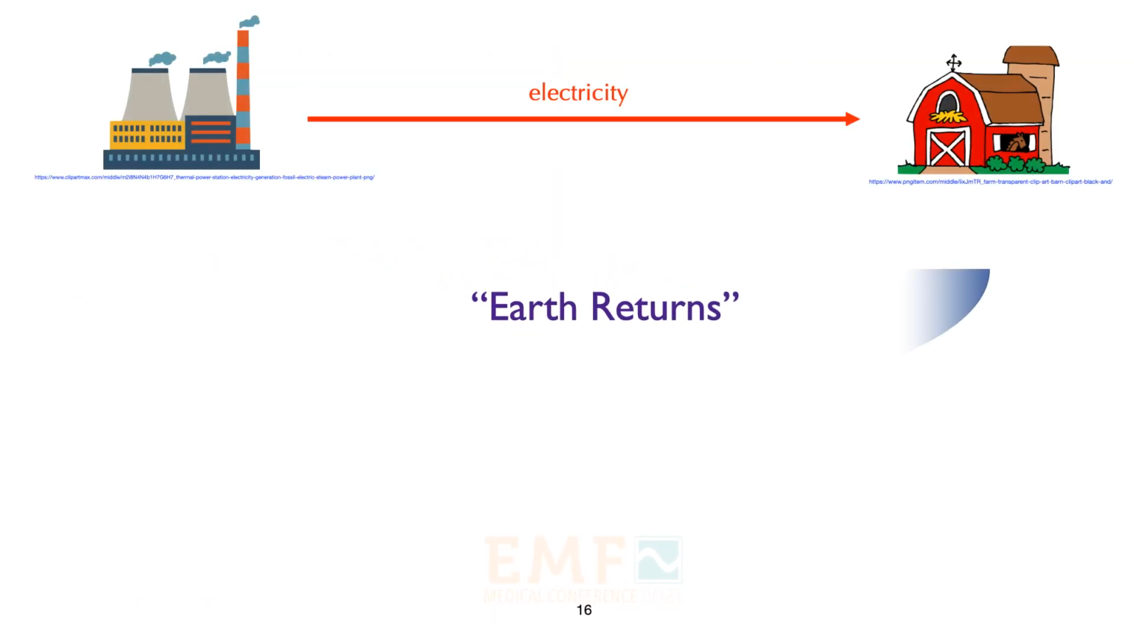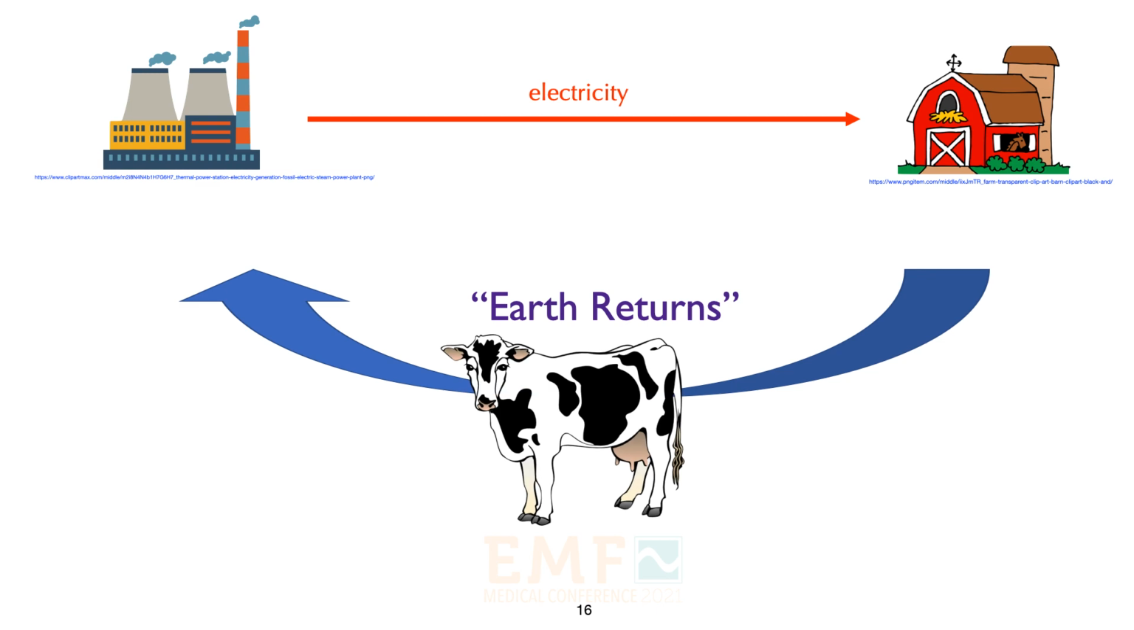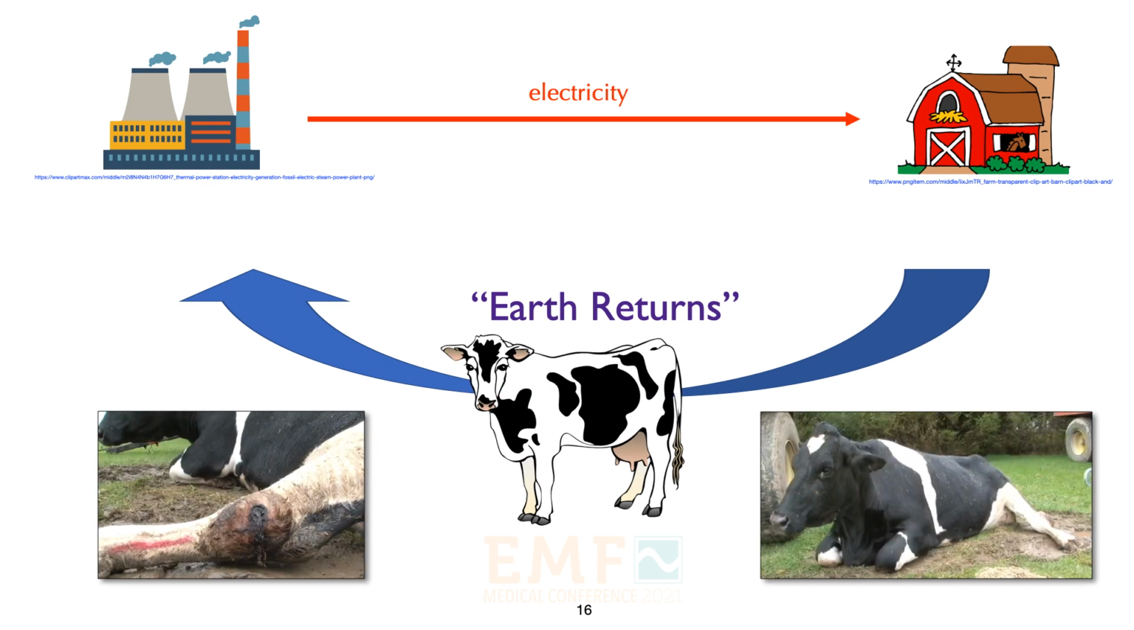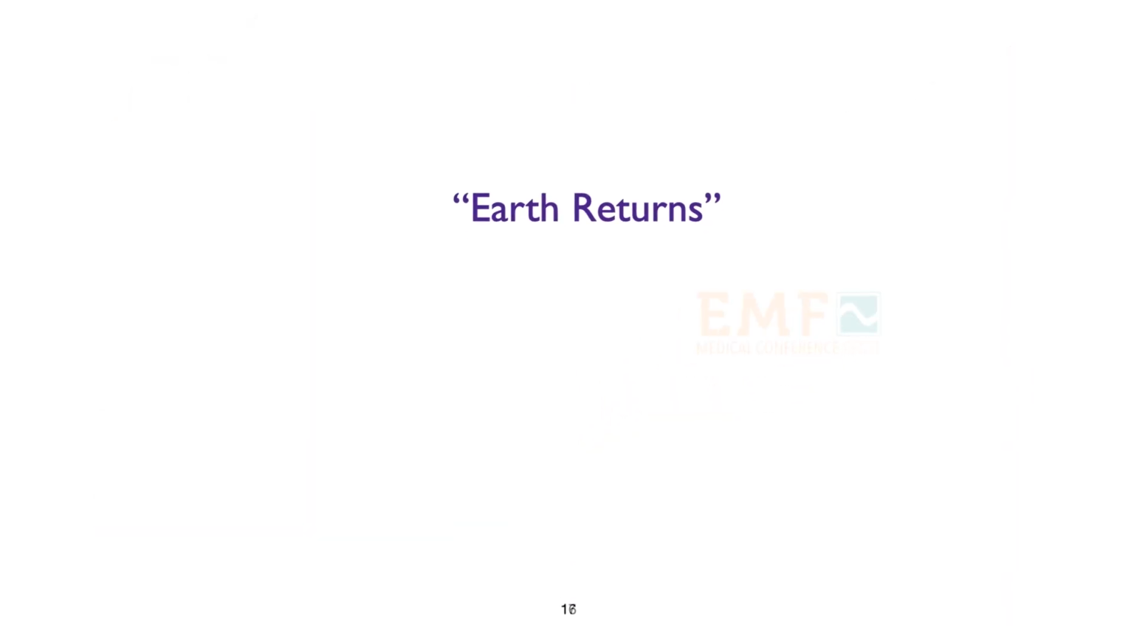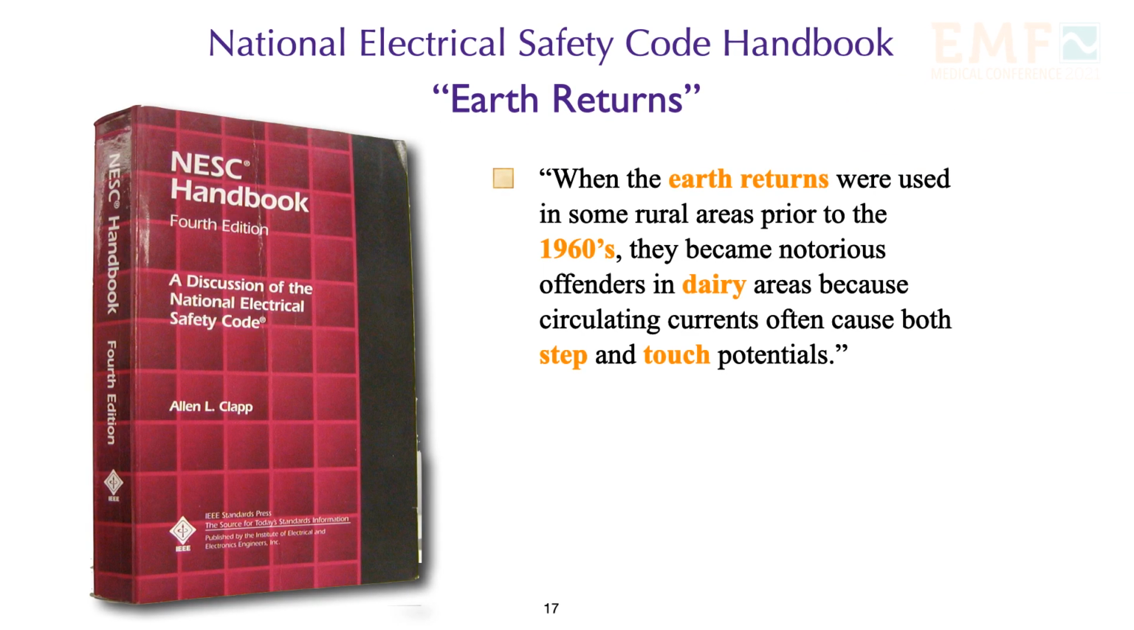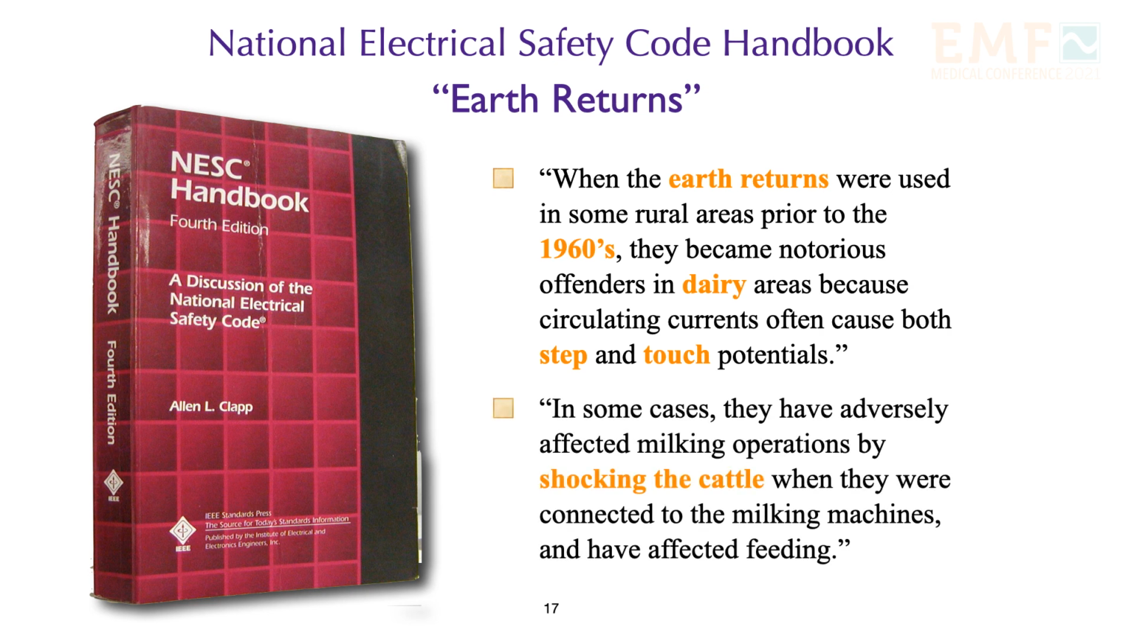With more electricity flowing through the ground, livestock become sick and farm income plummets. When the earth returns were used in some rural areas prior to the 1960s, they became notorious offenders in dairy areas because circulating currents often cause both step and touch potentials. In some cases, they had adverse effects on milking operations by shocking the cattle when they were connected to the milking machines, and this affected their feeding.